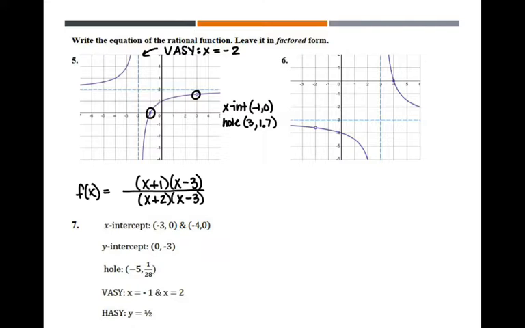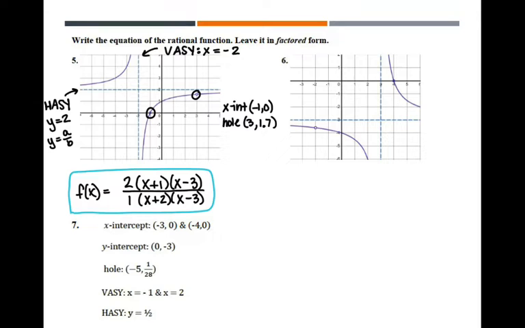And the other thing I notice is the horizontal asymptote. So I can see my horizontal asymptote is y equals 2. And since my horizontal asymptote was of the form y equals a number that's not 0, that means it was originally coming from y equals a over b. So those are the leading coefficients of your numerator and your denominator. So 2 is the same thing as 2 over 1. So I can just go ahead and put 2 on top, 1 on the bottom. 1 on the bottom is totally optional. And there is your equation.